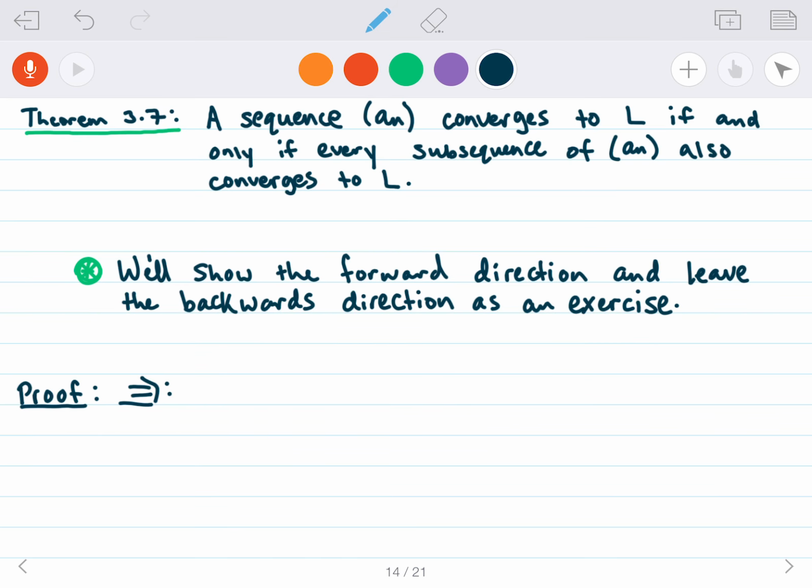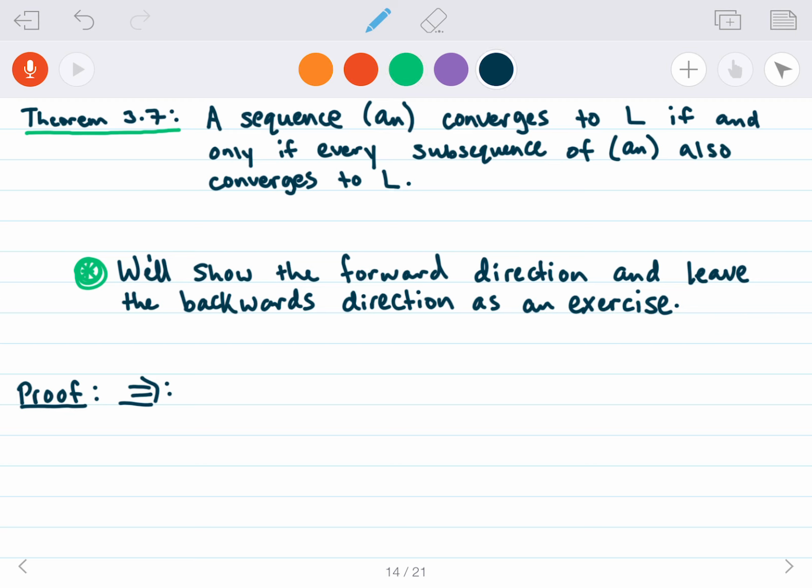Okay, so the next big theorem we have is that if we have a sequence converging to a limit, then every subsequence of that sequence also converges to that limit, and vice versa. If every subsequence of a sequence converges to a limit, then the original sequence converges to that limit. So we're going to prove this, and I'm only going to show the forward direction. We're going to assume that a sequence converges to a limit, and we're going to show that every subsequence also converges to that limit. And then we'll leave the backwards direction as an exercise.